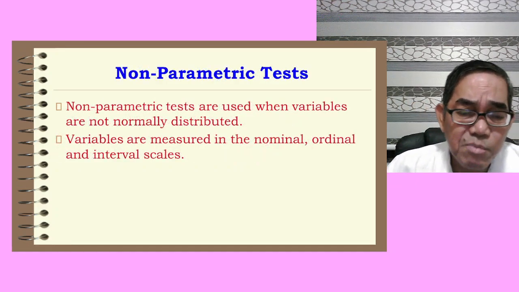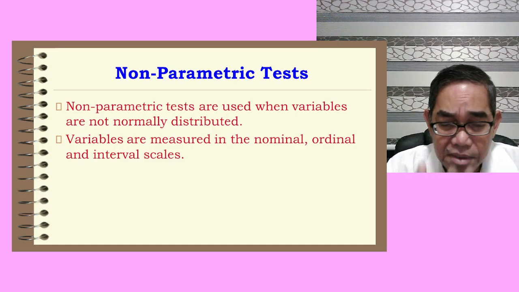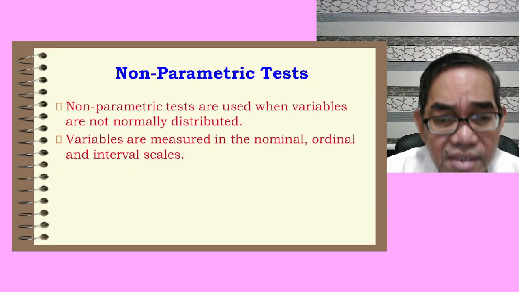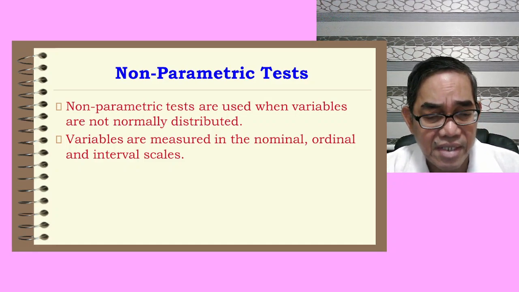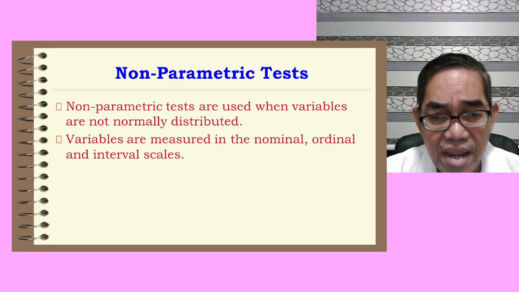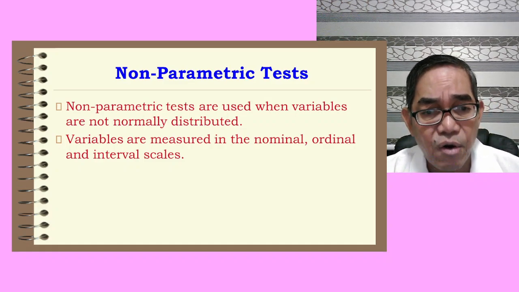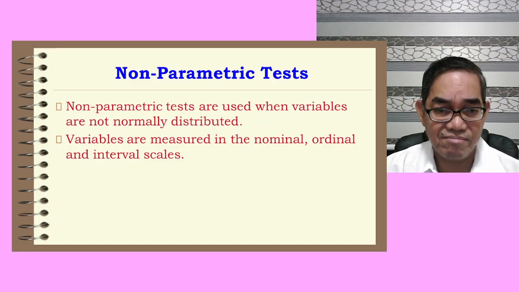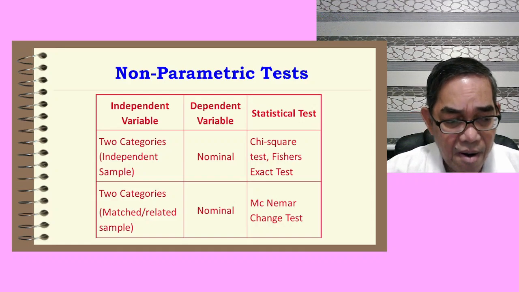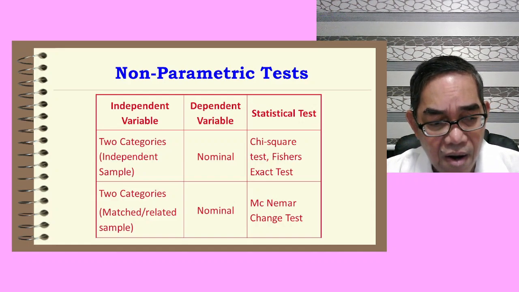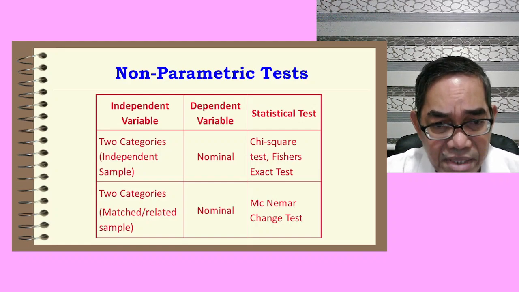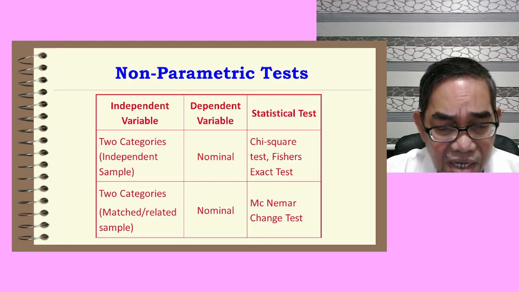Okay, now let's move on to non-parametric tests. With non-parametric tests, as we said, variables are not normally distributed. And as I said a while ago, the variables are measured in either the nominal scale, the ordinal scale, or the interval scales. Okay, so again, this should come in handy. Here we have the independent variable and we have the dependent variable in the statistical test.